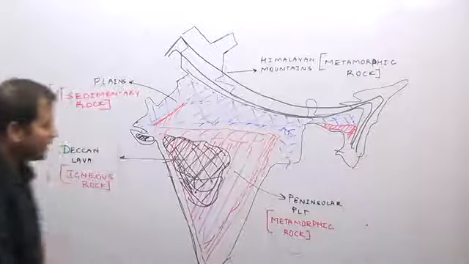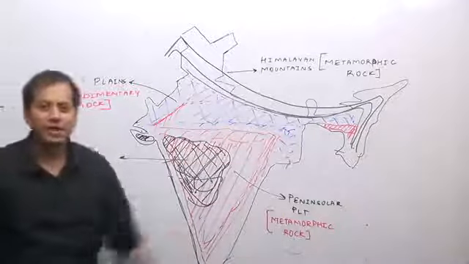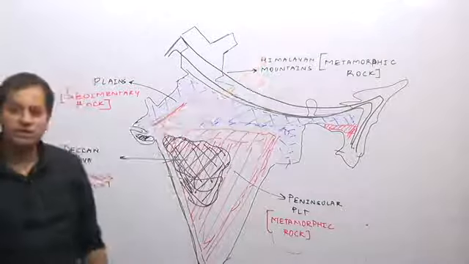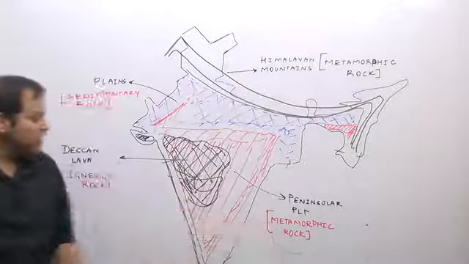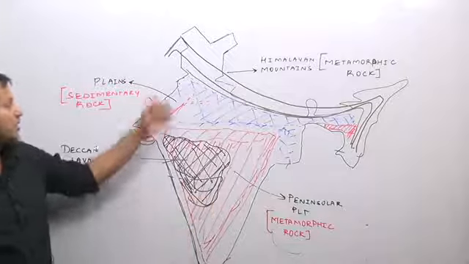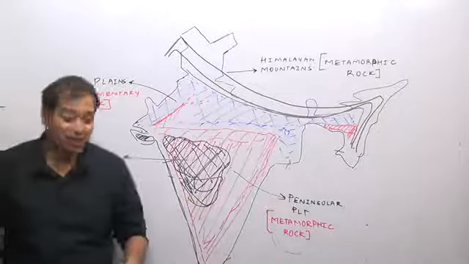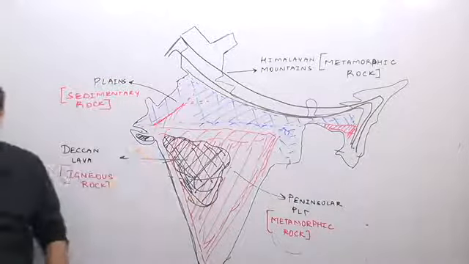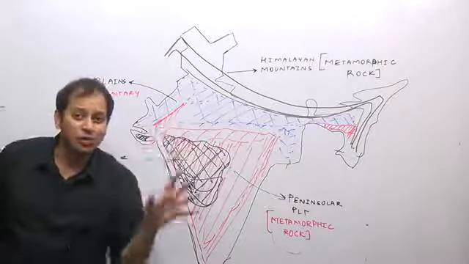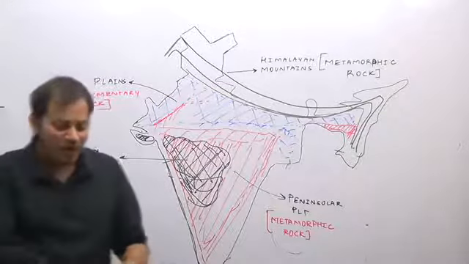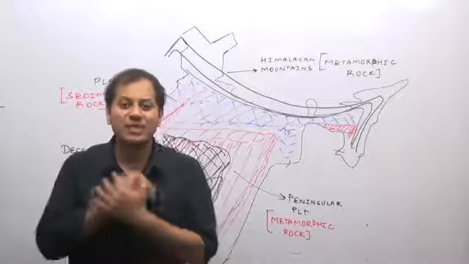So the geology of India talks about that we have four kinds of rocks. In the Himalayan mountains we have a metamorphic rock. In the peninsular plateau region we have a metamorphic rock. In the plains we have a sedimentary rock, and in the Deccan lava plateau we have an igneous rock. Now before I go to the geology, I will just tell you how simple Indian geography is if you understand the concept.